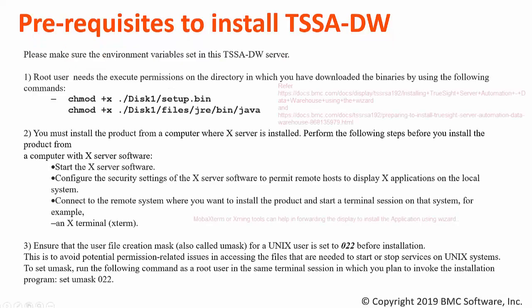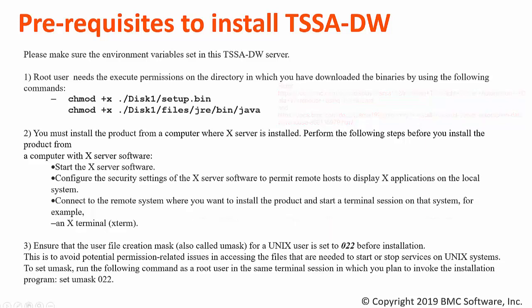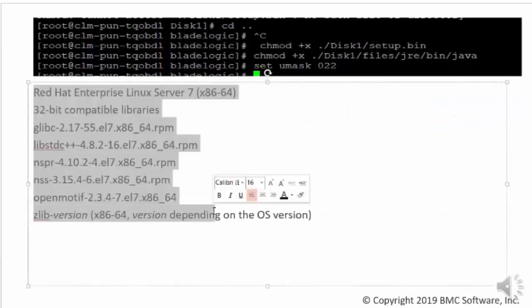Before installing the application, please make sure all these prerequisites are installed on the application server, and please make sure the external or mobile Xming is available and installed in the application server where we are going to install the TSSA-DW. Please verify the UMOD settings in the application server. These are the prerequisite libraries for TSSA-DW 8.9 SP4.